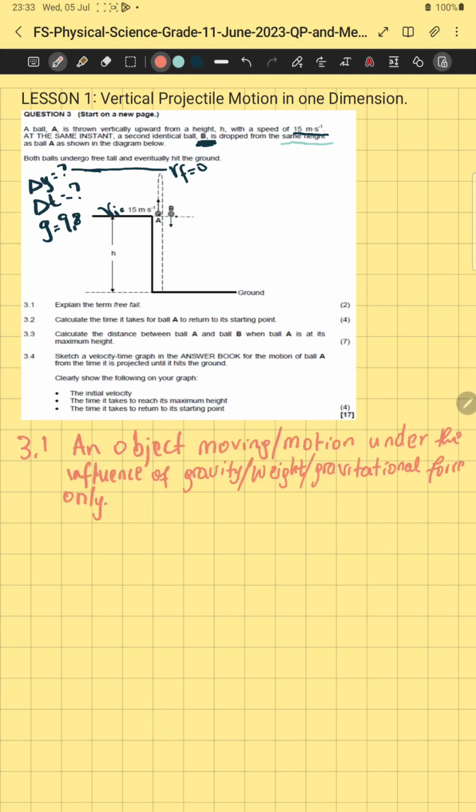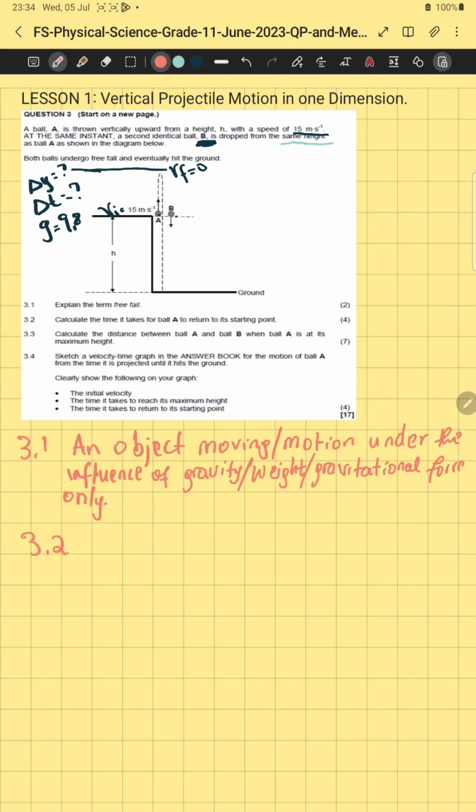This is the definition of the term free fall: an object in motion under the influence of gravity, weight, or gravitational force only. That's when only gravity, weight, or gravitational force is acting on that object, whether it's going up or down. We say that object is in free fall.